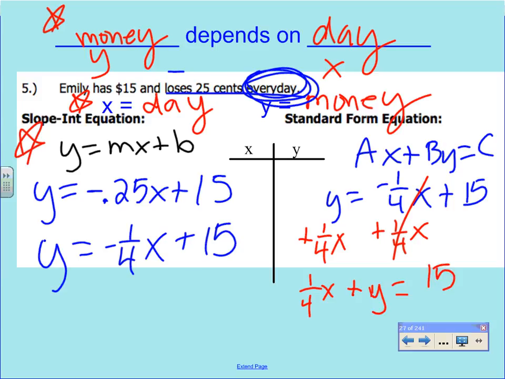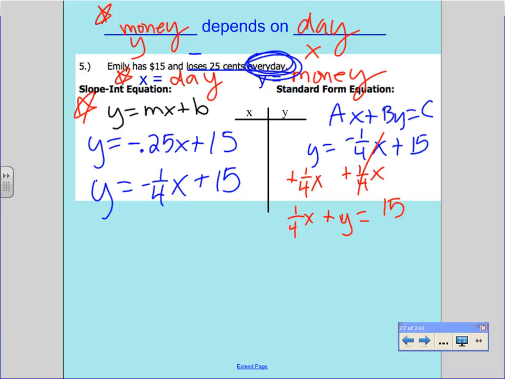What's wrong with this? This is wrong in standard form. Sage. Good. A and B cannot be a fraction. Matt, you have any idea how we can get rid of 1/4? Good job. Multiply the entire equation by 4. Raise your hand if you were already thinking that. Okay, good. Multiply the entire equation by 4.